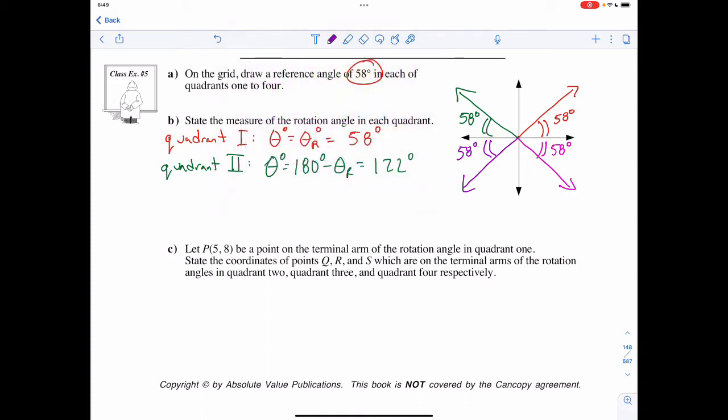When I get to quadrant 3, my rotation angle, in this case, is going to be rotating all the way past 180 degrees. So it's going to do that full 180 and then rotate an extra 58 degrees. So I can say that it would be 180 degrees plus my reference angle, or 180 plus 58 is going to be at 238 degrees.